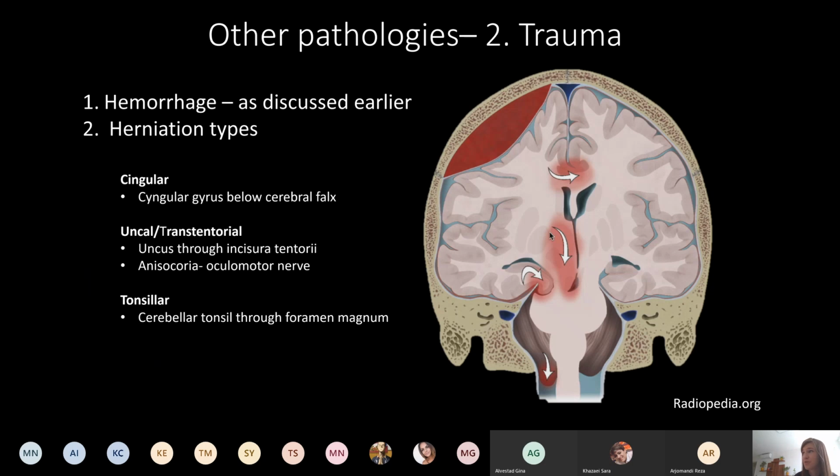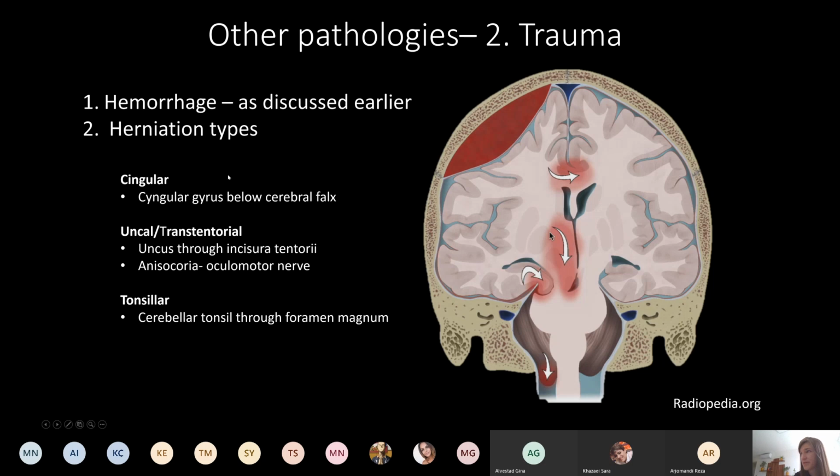Okay, other pathologies, trauma. We already talked about hemorrhages, but you need to know about herniations. When there is a big bleeding or brain swelling or anything going on in the brain, then it compresses the brain parenchyma, and these herniations can occur, and that's bad. That's a problem.